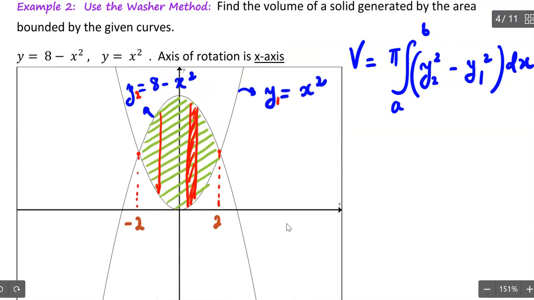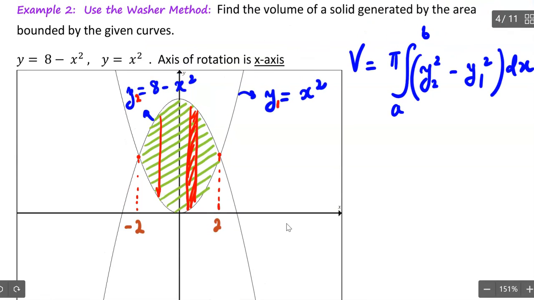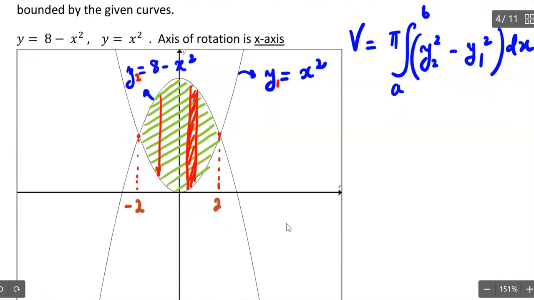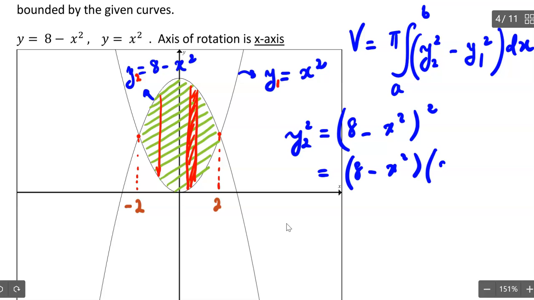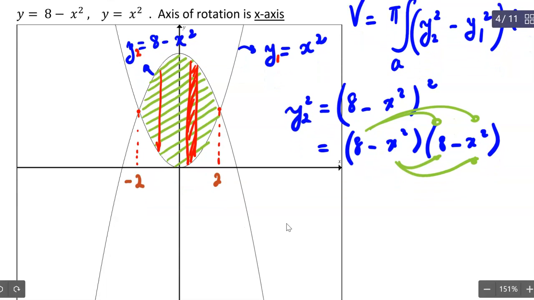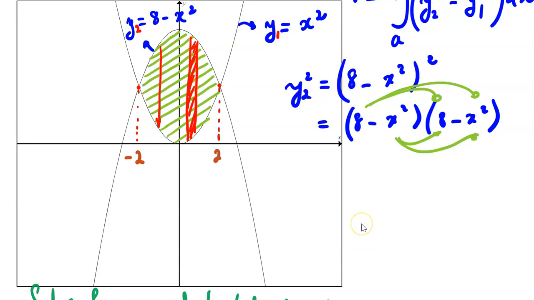Alright, very good. So why don't we square the upper function and we square the lower function as well? Okay, so I have y2 squared, so I have 8 minus x squared, all of it squared, so that means you are going to multiply this expression by itself twice. Okay, and then I apply the concept of distributing multiplication of each term for the second bracket here. Multiply each term of the first bracket into each term of the second bracket.